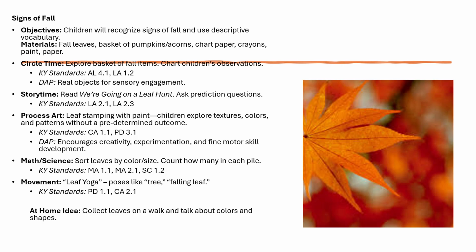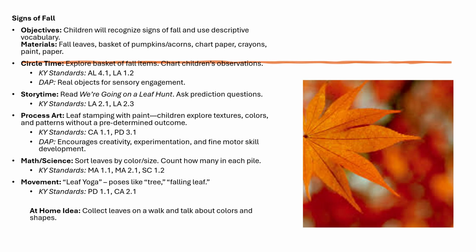This slide provides an outline for signs of fall. The learning objective is that children will recognize signs of fall and use descriptive vocabulary. Materials needed are fall leaves, baskets of pumpkins and acorns, chart paper, crayons, paint, and paper. You also notice that during circle time, the activity is to explore a basket of fall items and then chart the children's observations.